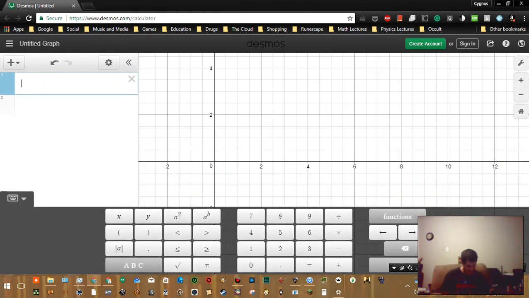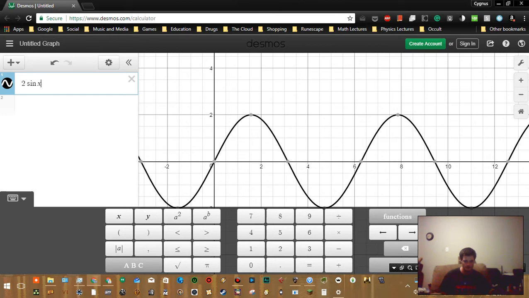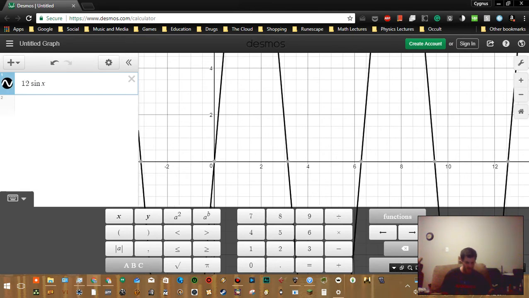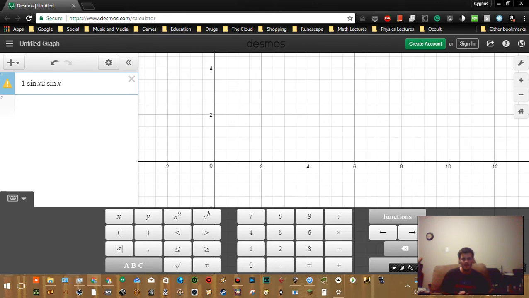So let's consider another thing. What happens if you add amplitude? So let's go 2 sine x. Okay, so that's a wave with double the amplitude of your regular sine. It has its peaks at pi over 2, negative pi over 2, like any other wave does. But then you add 1 plus sine x. Anybody care to guess what's going to happen when I push this plus sign? Is it going to be a wave that's double the amplitude, or is it going to be 1 plus 2 sine x? Well, let's put it in.